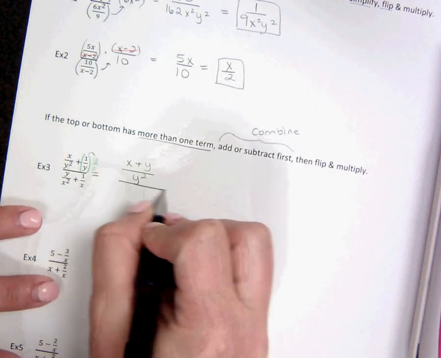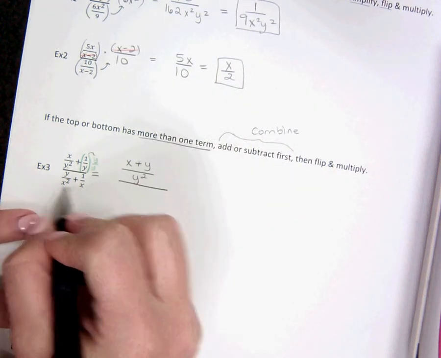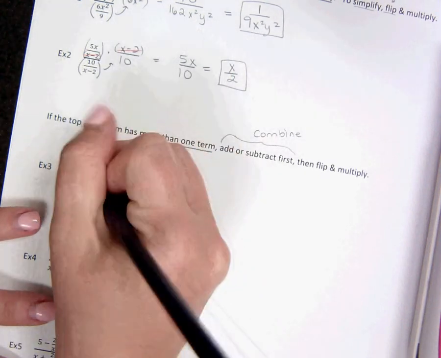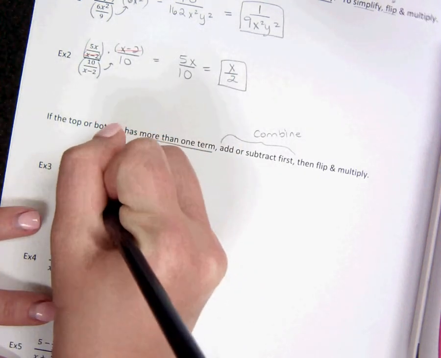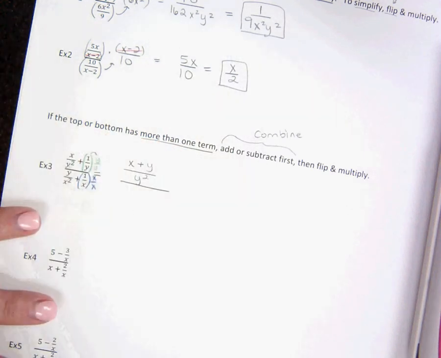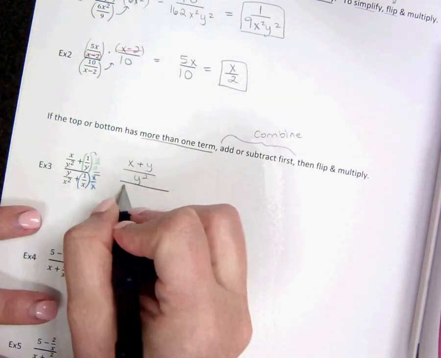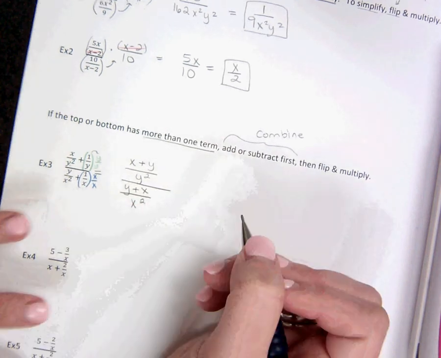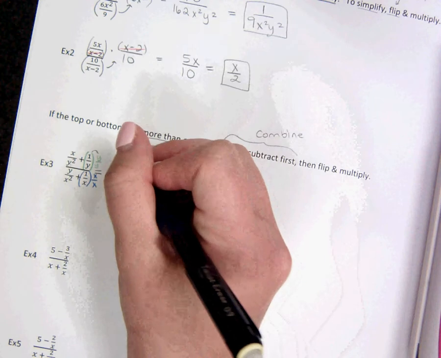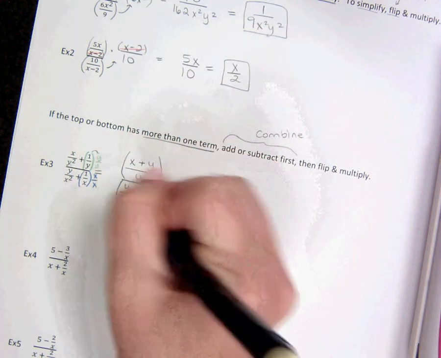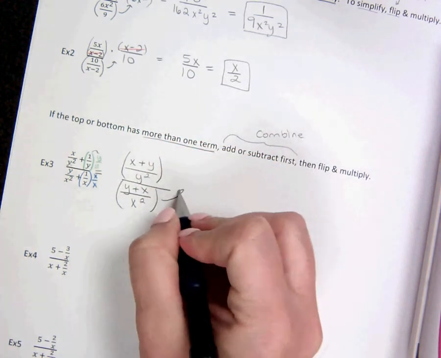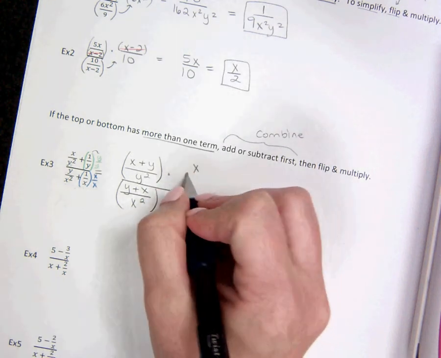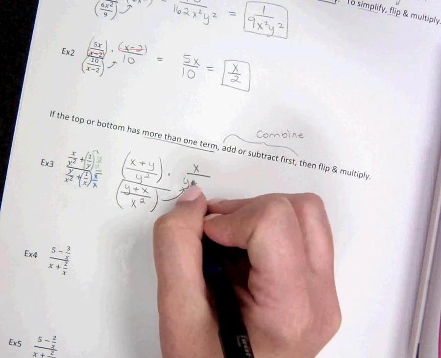And then divided by, same idea on the bottom, we have x squared and x. So we're going to need to multiply the second piece of the bottom by x over x. And that's going to give us y plus x over x squared. So now we have one piece on top and one piece on the bottom. So now we can flip and multiply. The x squared will go on top, the y plus x will go on the bottom.